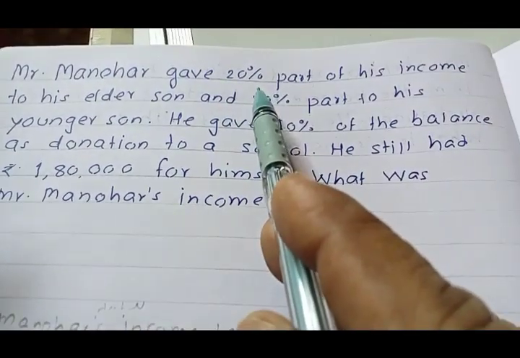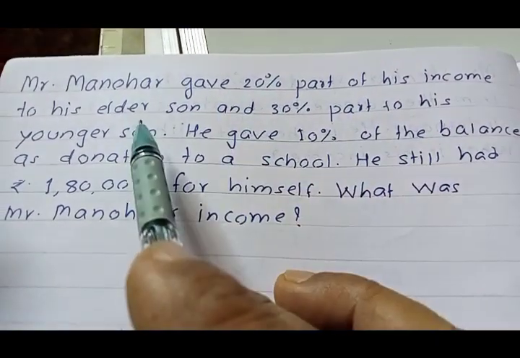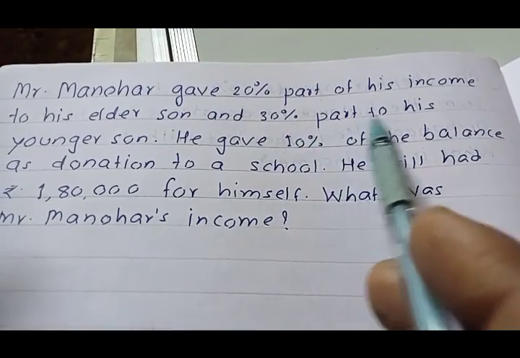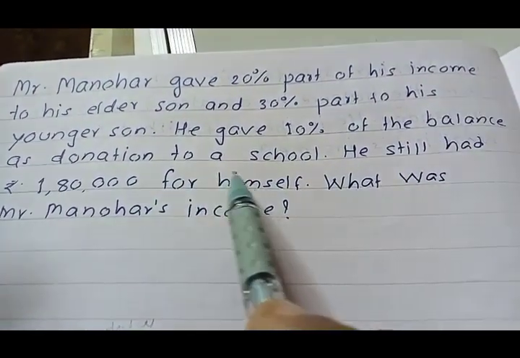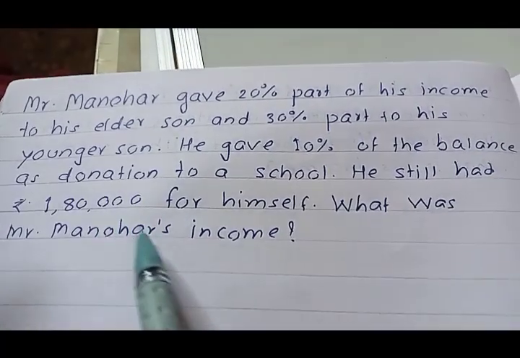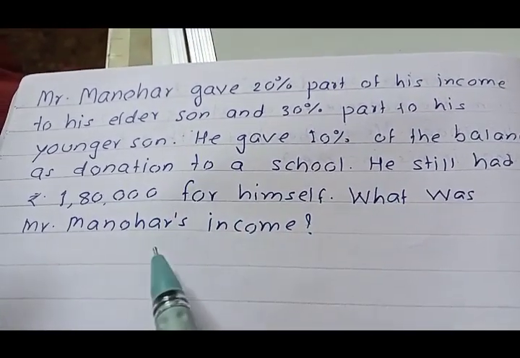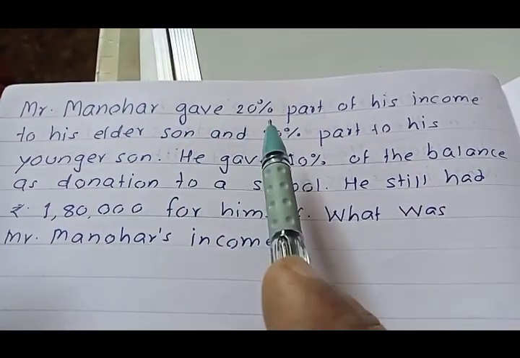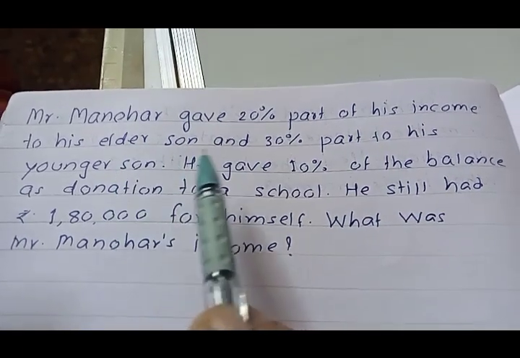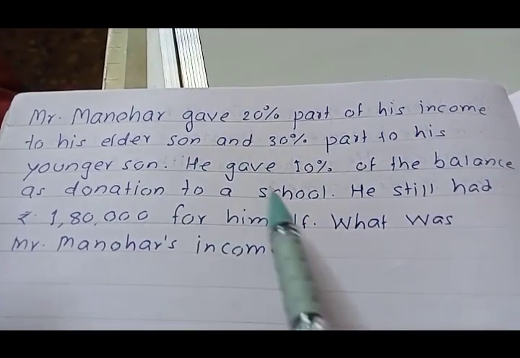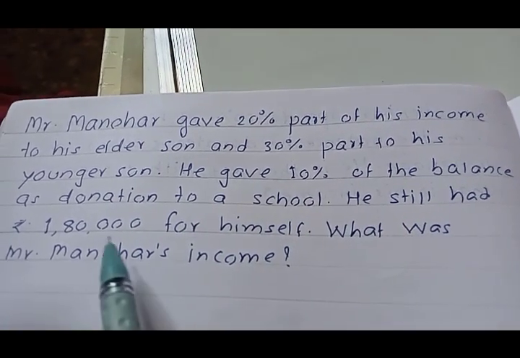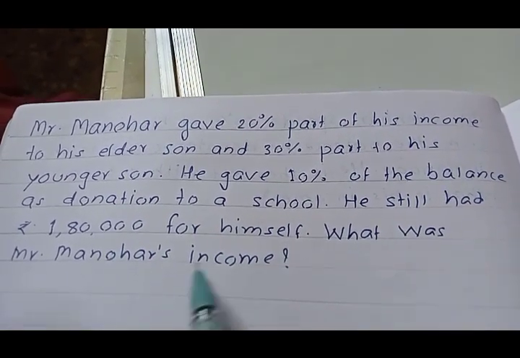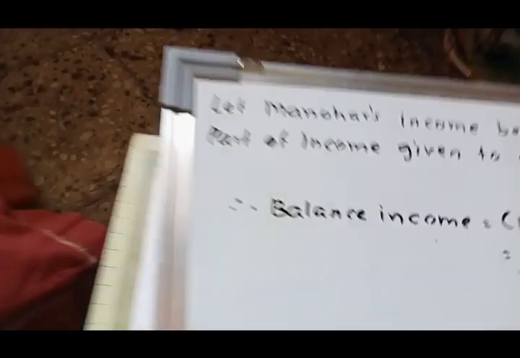Mr. Manohar gave 20% of his income to his elder son and 30% to his younger son. He gave 10% of the balance as a donation to a school. He still had rupees 1,80,000 for himself. What was Mr. Manohar's income? Answer.